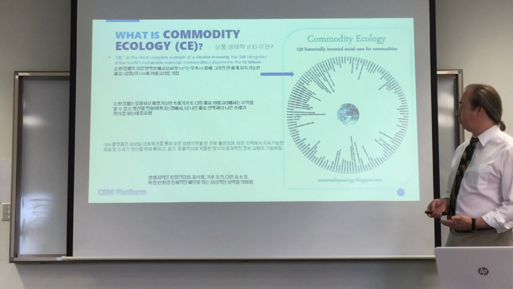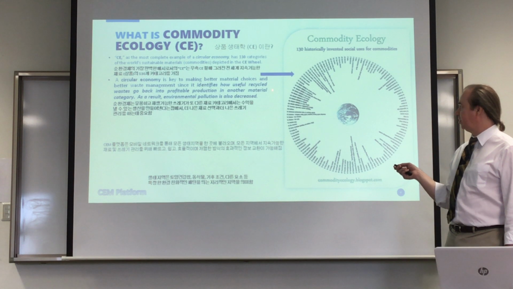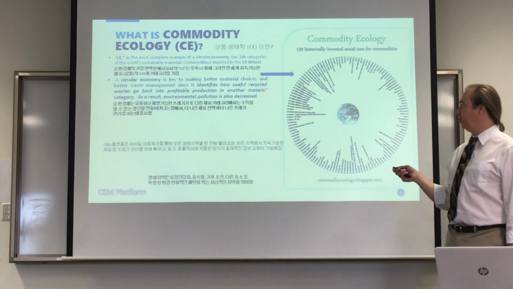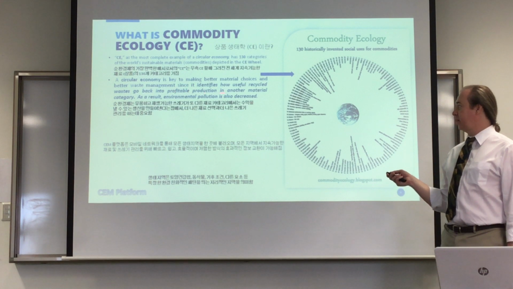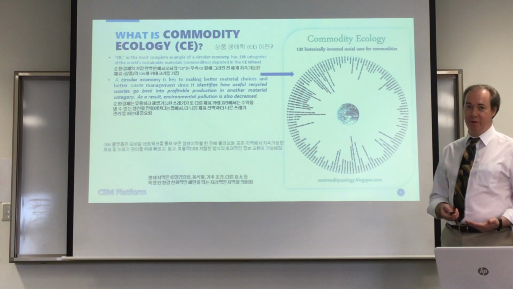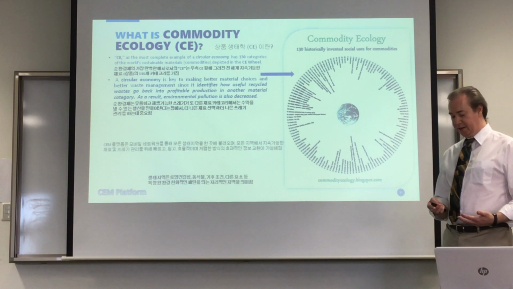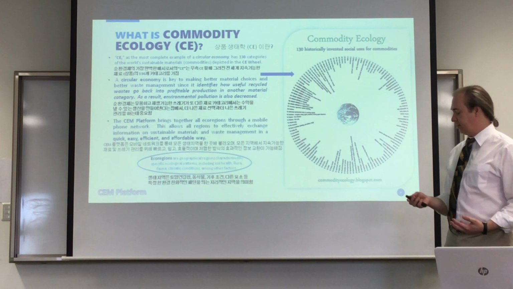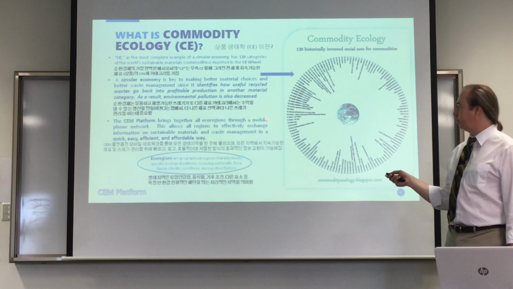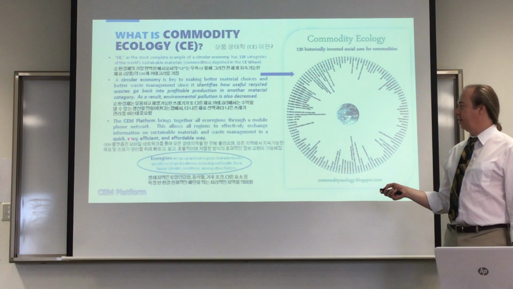What can you do with the Commodity Ecology Wheel and this circular economy? It's necessary because it is key to making better material choices and better waste management, since it identifies how useful recycled wastes go back into profitable production in another material category. As a result, environmental pollution is also decreased. But not only is environmental pollution decreased globally, it's decreased in particular regions, because the CEM platform brings together all ecoregions through the mobile phone network. This allows all regions to effectively exchange information on sustainable materials and waste management in a quick, easy, efficient, and affordable way. What are ecoregions?